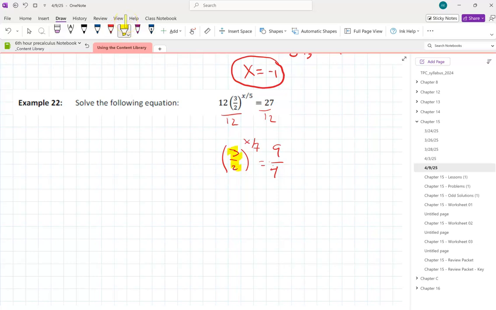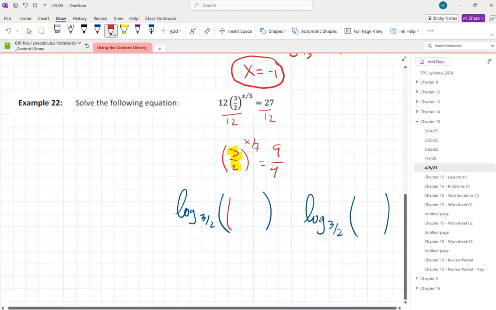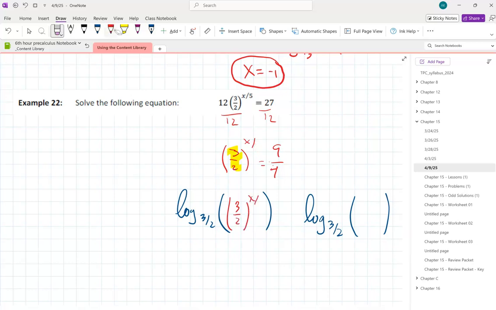Now that we got the exponential by itself, we'll take the log of both sides. Which log base do I want to use here? 3/2. I don't know why I wrote a 7 there. That was 5. Sometimes it's hard to talk and write at the same time and do it correctly.